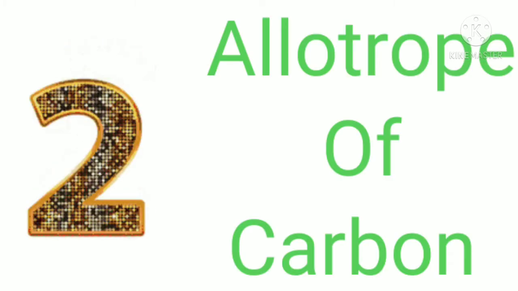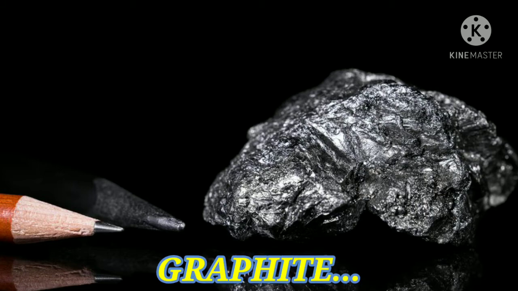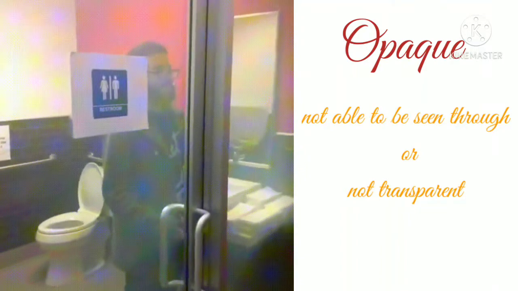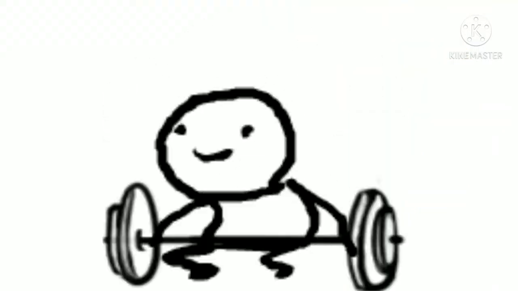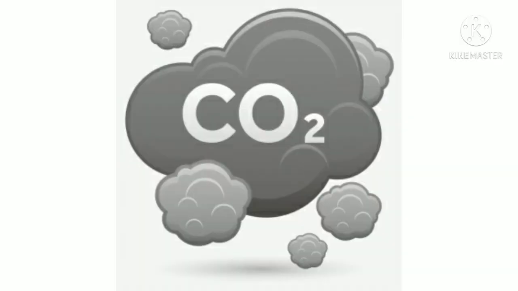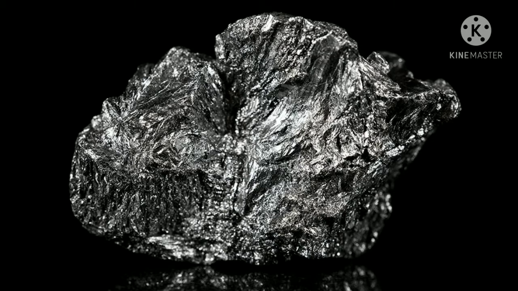The next allotrope of carbon is graphite. It is a grayish-black opaque substance. It is lighter than diamond. It is soft and slippery to touch. It conducts electricity. And if we burn graphite in oxygen, then carbon dioxide gas is formed and nothing is left behind. Again, this shows that graphite is made up of carbon only. And its symbol is also taken as capital C.